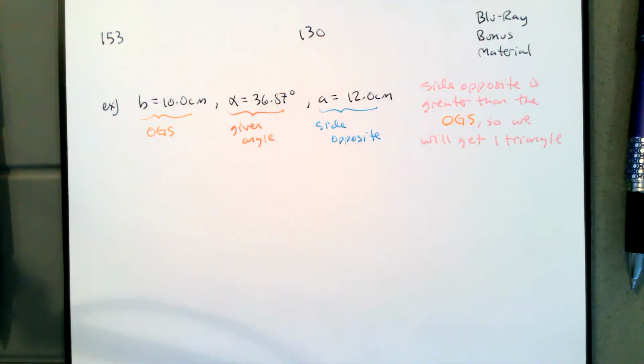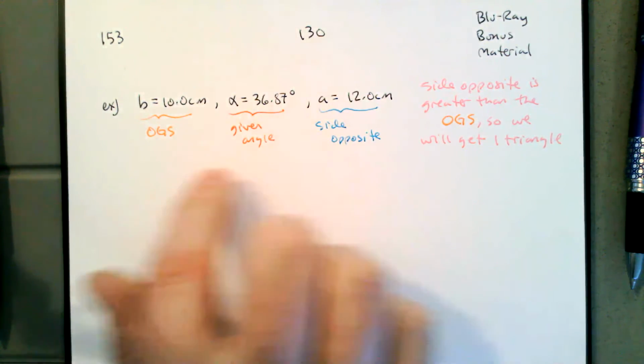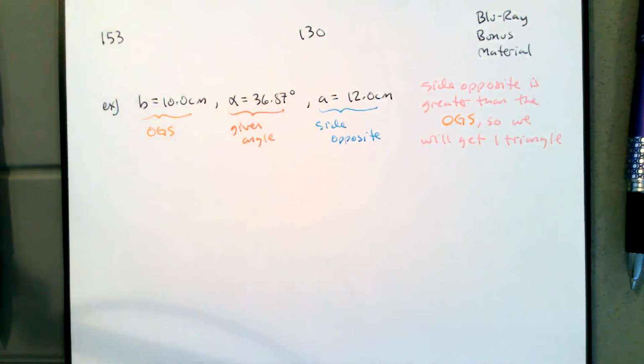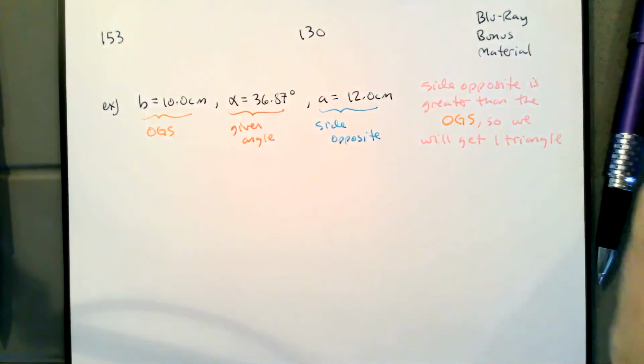I wanted to record a quick extra video showing the case where the side opposite the given angle is greater than the other given side. We've talked about this giving us one triangle, and I want to point out how we don't really need to recognize that right away, although it's pretty clear. The side opposite the given angle is greater than the other given side, and we know that should lead to one triangle. Let's see how it works in the numbers.